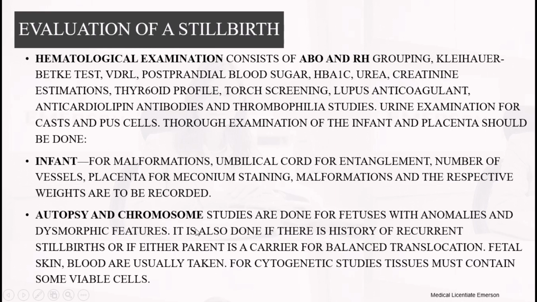Then autopsy and chromosome studies are done for fetuses with anomalies and dysmorphic features. It is also done if there is a history of recurrent stillbirth, or if either parent is a carrier for balanced translocation. Fetal skin and blood are usually taken for cytogenetic studies. Tissues must contain some viable cells. So this is just evaluation, but most autopsies should be done after you have delivered.